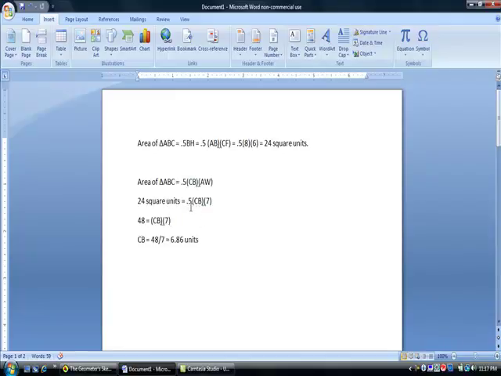So from this step to this step, I just got rid of the 0.5 and multiplied both sides by 2. So I have 48 equals CB times 7. And then divide both sides by 7. I get CB equals 48/7, which is about 6.86 units. And that's how it's done. Found the area one way, got the answer, plugged it back in the formula, used the different base and the height, and figured out CB that way.